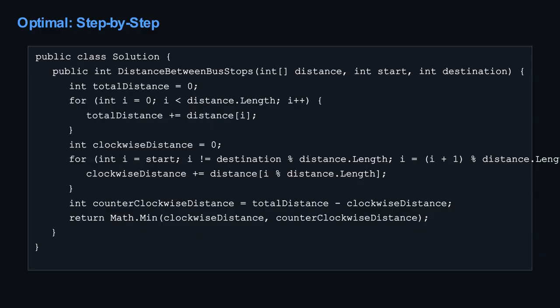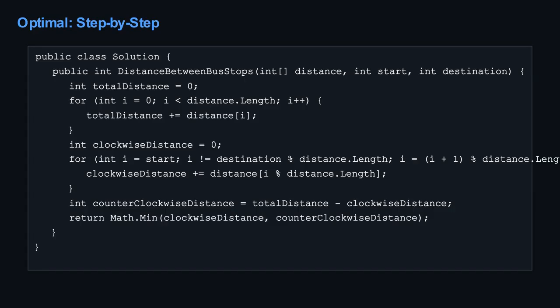Let's trace this with an example. Distances 1, 2, 3, 4 from start 0 to destination 1. First, calculate the total distance. 1 plus 2 plus 3 plus 4 equals 10. Next, we calculate the clockwise distance from start 0 to destination 1. We start at index 0. The distance from stop 0 to stop 1 is distance at index 0, which is 1. Our loop condition checks if we've reached the destination. Since we're at stop 1 and our destination is stop 1, the loop terminates. So, clockwise distance is 1.